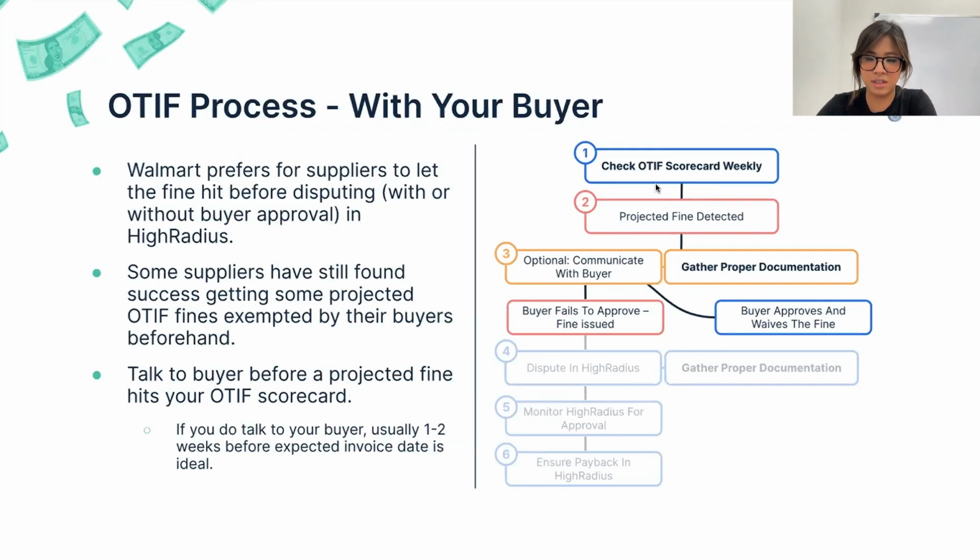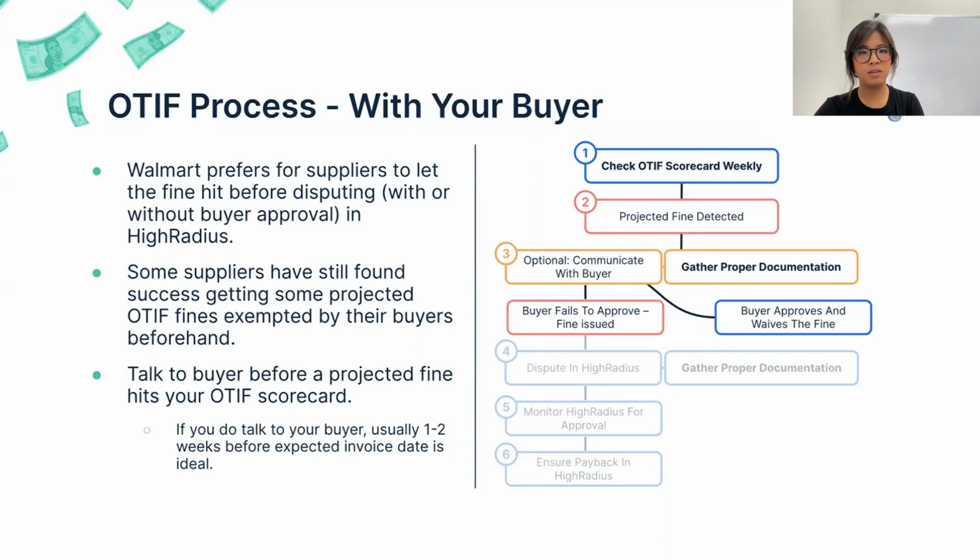As you can see here, basically, you'll get a projected fine. If possible, you want to communicate with your buyer before that fine is invoiced. If that buyer approves what you're requesting, they'll waive the fine and you'll never see it get invoiced in HighRadius. If they don't approve waiving that fine, then it will be issued and you can fight that fine in HighRadius.